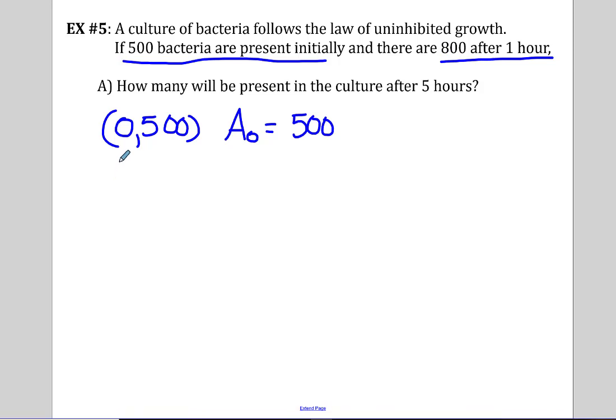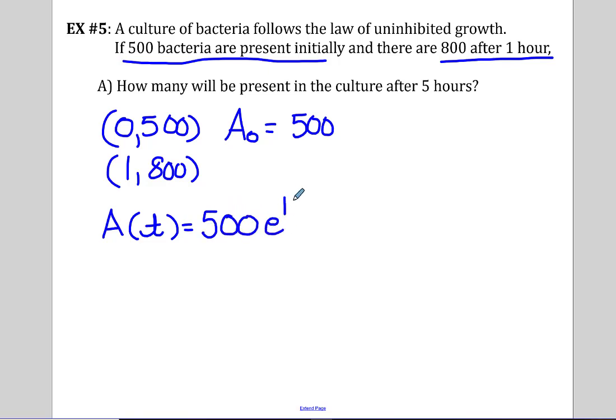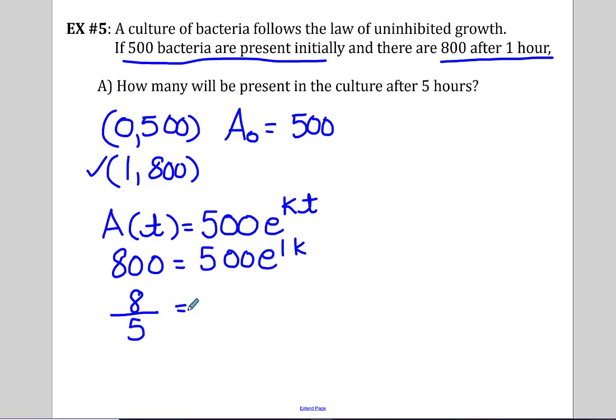And 1 hour later, there are 800 bacteria present. So we want to first write an equation that would model this behavior. So we got 500 is A sub naught, e to the kt power, and we're going to use this point here. After 1 hour, there's 800 bacteria remaining. So 800 divided by 500 is e to the k power.